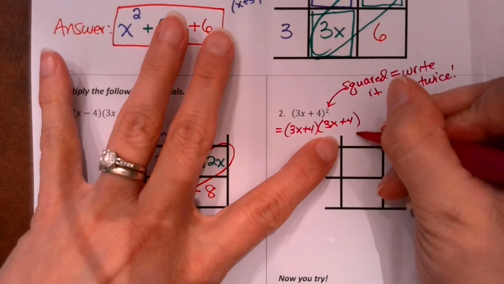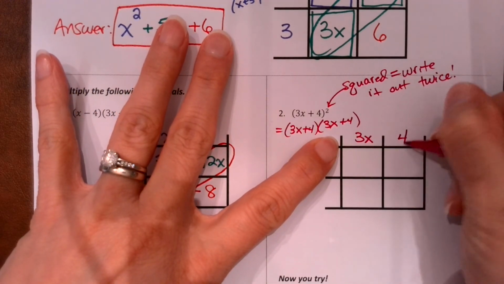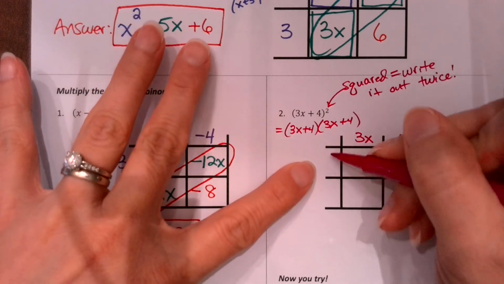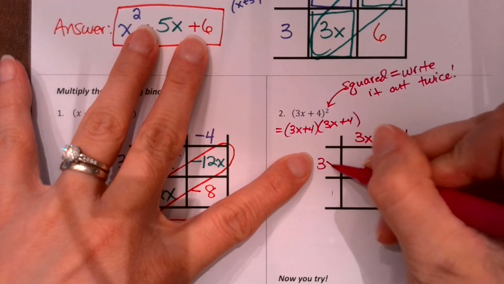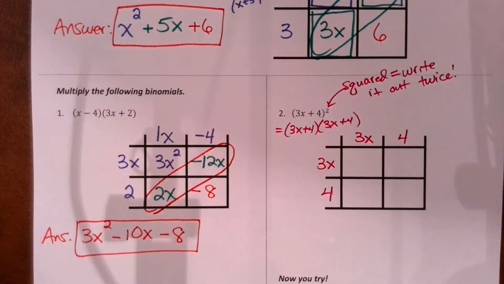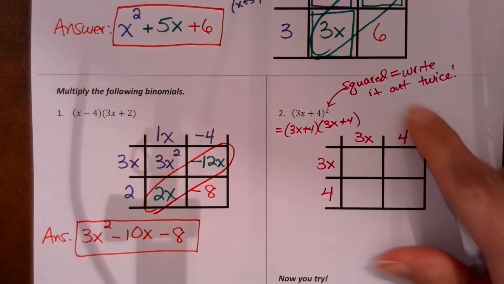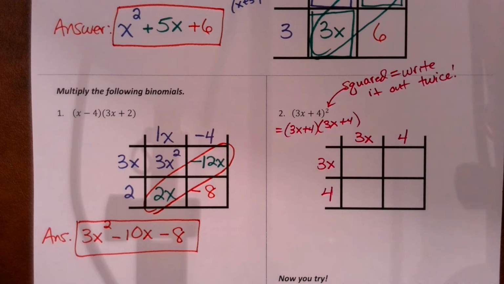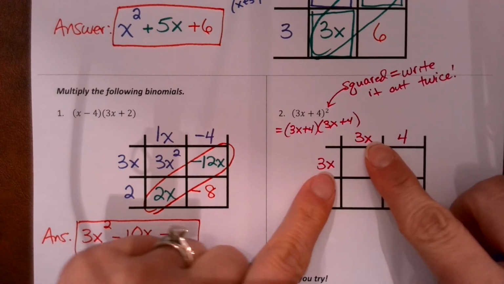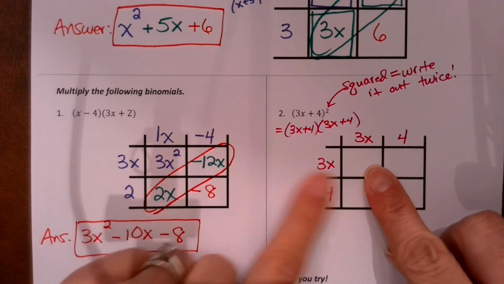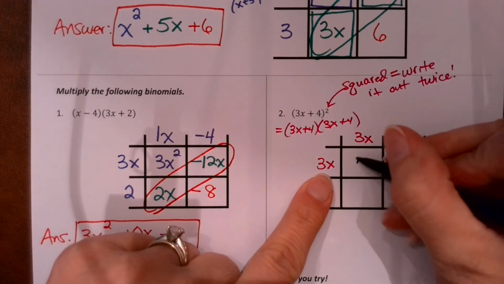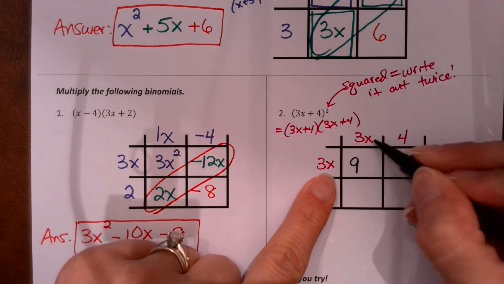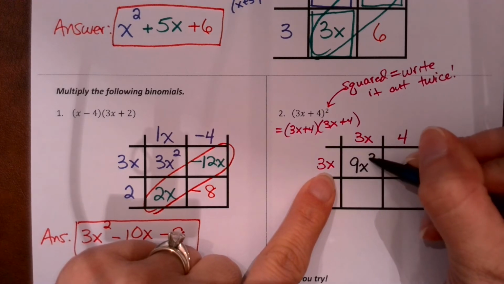So across the top, I have a 3x and a positive 4. And then along the other side, I have the same thing, a 3x and a positive 4. Make sure you write down this note. A squared power means the same binomial 2 times. All right, let's go ahead and do our multiplication. I always do these ones first. This is going to make my highest power. 3 times 3 is 9, and x times x is x squared.